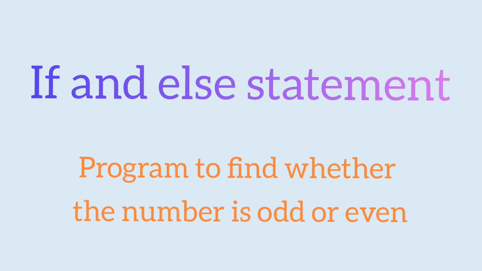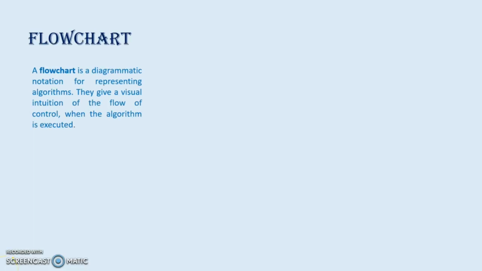We're going to see whether a number is odd or even using if and else statement. Now we'll see what is a flowchart. A flowchart is a diagrammatic notation for representing algorithms. We're going to see a flowchart for the odd or even program.